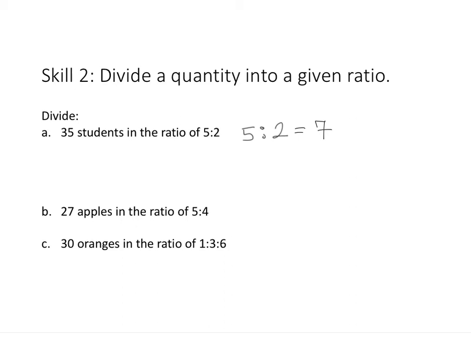Now, you have another piece of information. You have 35 students in total. So you have to divide 35 students in a ratio of 5 to 2.